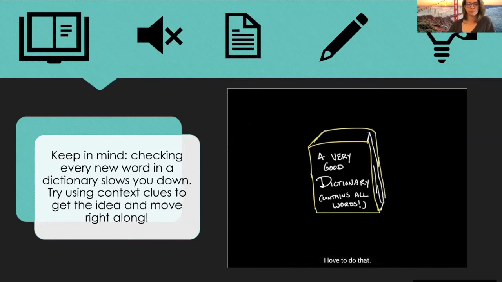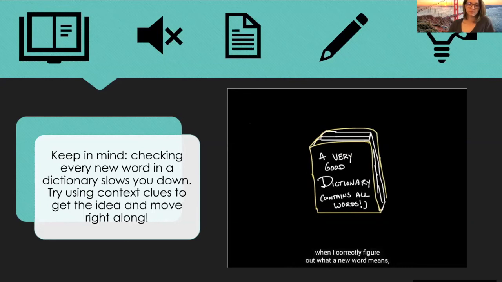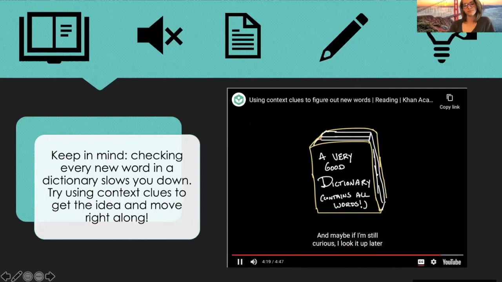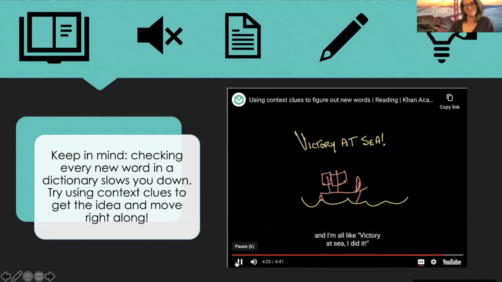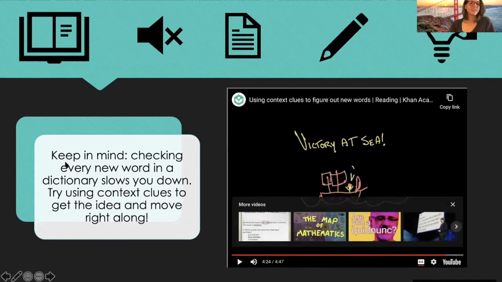I love to do that. I think that's great. But I also feel a sense of victory when I correctly figure out what a new word means, when I've put it together from context. And maybe if I'm still curious, I look it up later. And then I turn out to be right. And I'm all like, victory at sea! I did it. So keeping in mind, checking every word in a dictionary does slow you down. So try using context clues to get the idea and move right along from there.